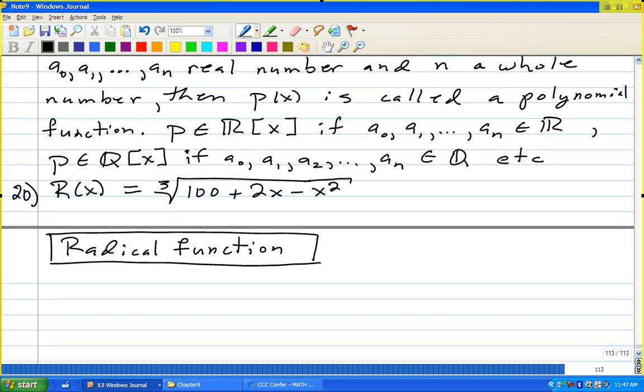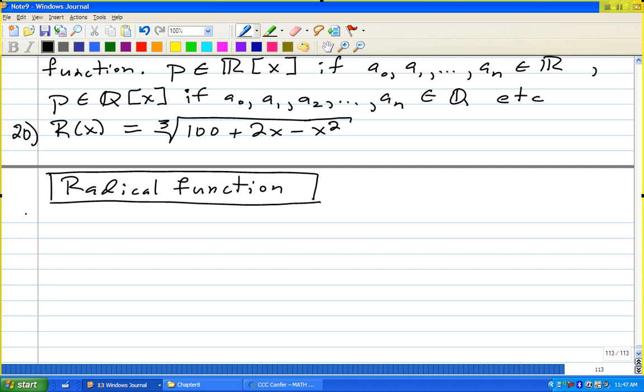Let me do problem number 22. F of x equals absolute value of x minus 5. Well, since it has an absolute value, I'll call it an absolute value function.